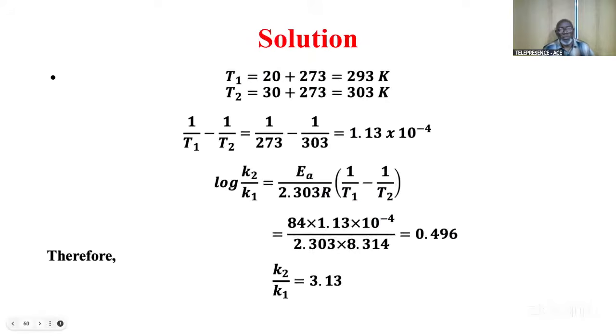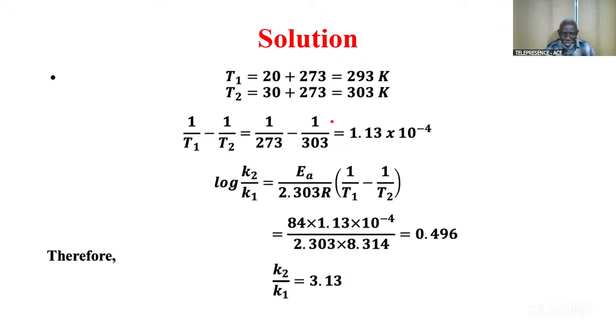Now let's look at it. The temperature T1 is 20 degrees centigrade, but we must change it to Kelvin. We add 273, and that would be 293. And then T2 is 30, plus 273, it will be this. This is T1. This is T2. Now we know that 1 over T1 minus 1 over T2 will be equal to this.